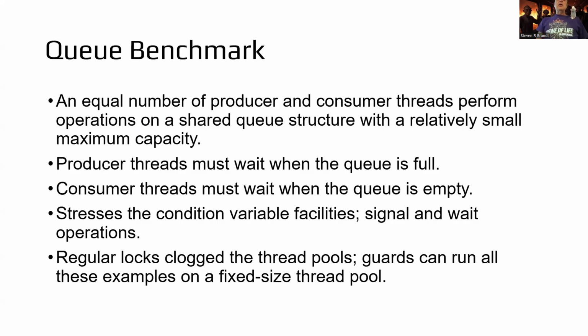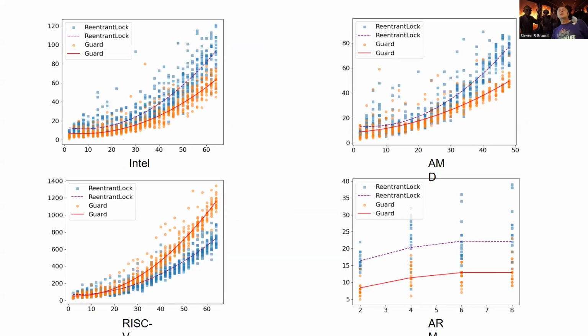And when we tried to run this benchmark with regular locks, we wound up having to use a dynamically sized thread pool executor, because the fixed size one would just lock up. All the workers would get clogged up with locks. And this was how it turned out in this one. We were slightly less performant than the reentrant lock, but it's still comparable, depending on the architecture you looked at.